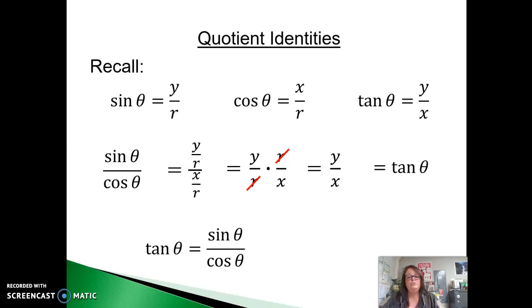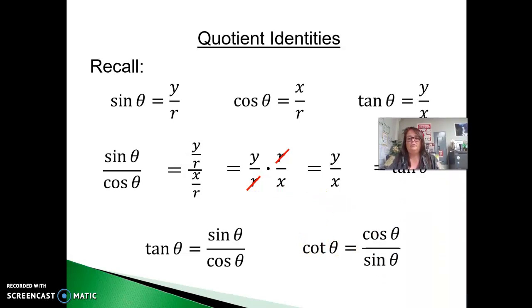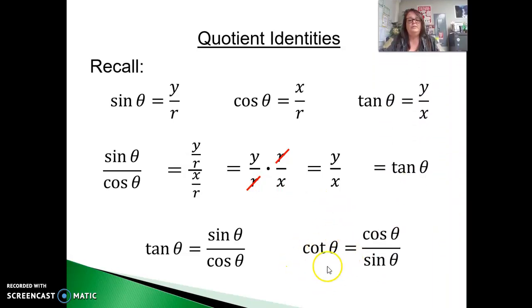Now, thinking back to those reciprocal identities, we said the reciprocal of tangent was cotangent. So if I take the reciprocal of both sides, let me move my picture here, then the reciprocal of tangent is cotangent, and then the reciprocal of our fraction becomes cosine of theta over sine of theta.